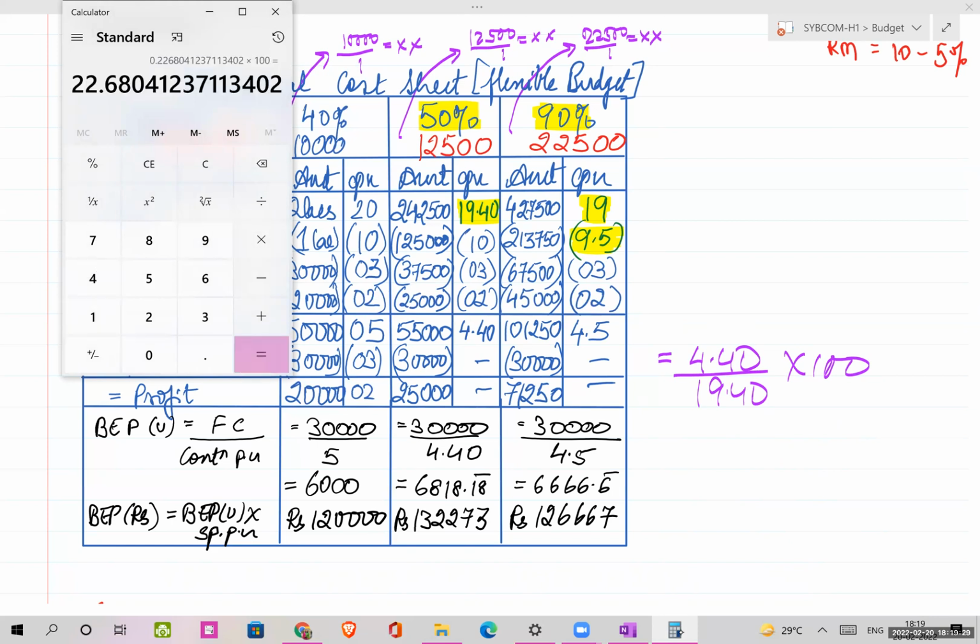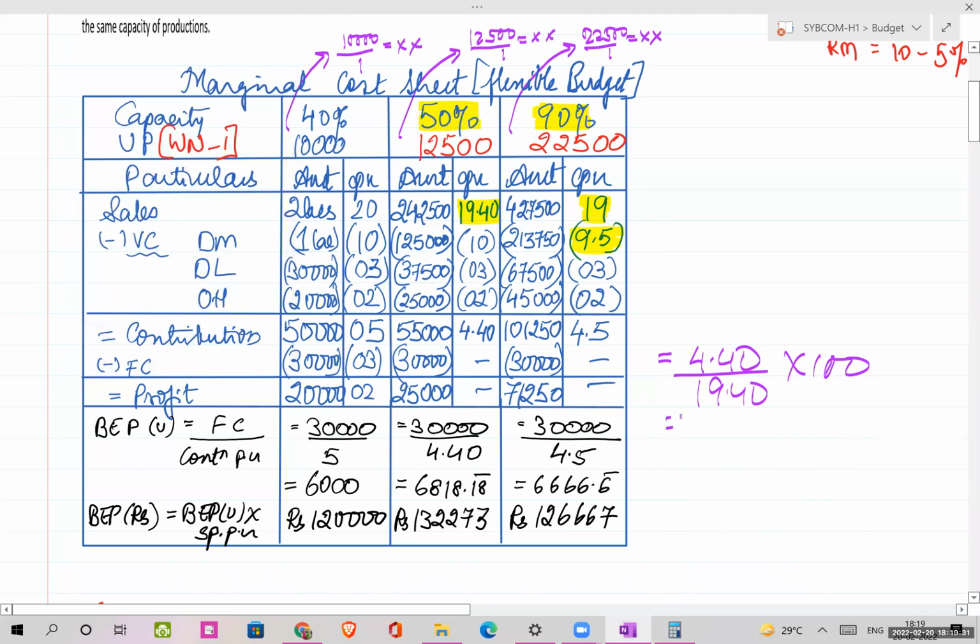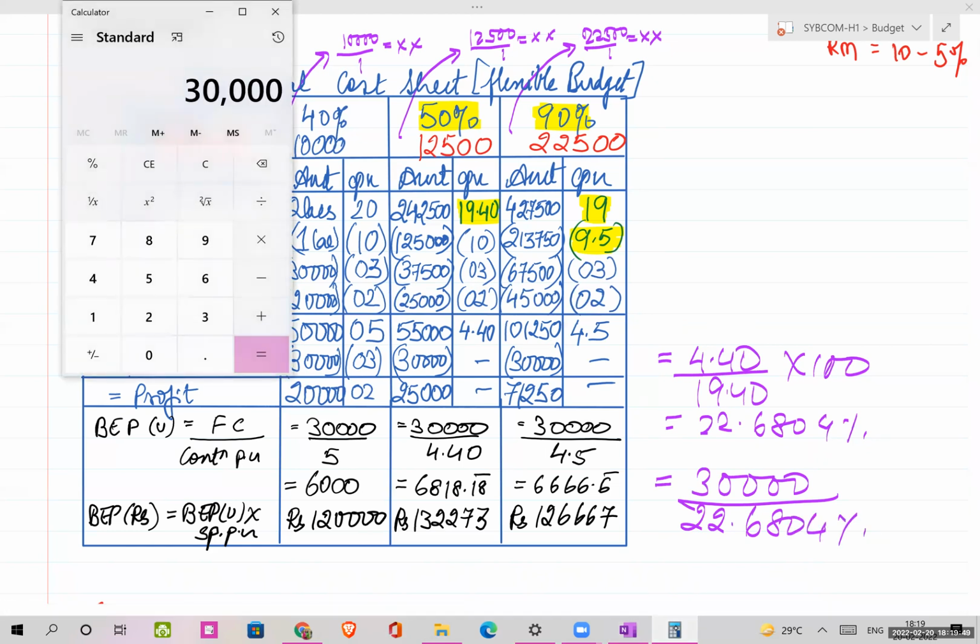So what is it? 22 point, go up to 4 decimals. 22.6804%. And now when you use the PV ratio formula, you will take 30,000 divided by the PV ratio, go up to 4 decimals for accuracy. So 30,000 divided by 22.6804%. See, it has to match. 1,32,272.7, that makes it 273.